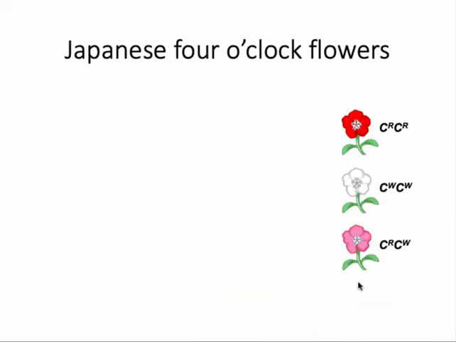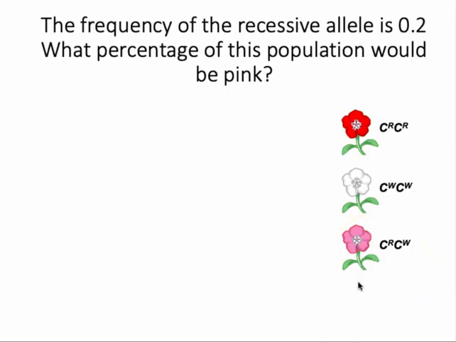Let's look at this other example using Japanese four o'clock flowers. These flowers have incomplete dominance. Flowers that are homozygous dominant have red flowers. Flowers that are homozygous recessive have white flowers, but heterozygous flowers have an in-between color. They're colored pink. This is telling us the frequency of the recessive allele is 0.2. What percentage of the population will be pink? What percentage of the population will be heterozygous?